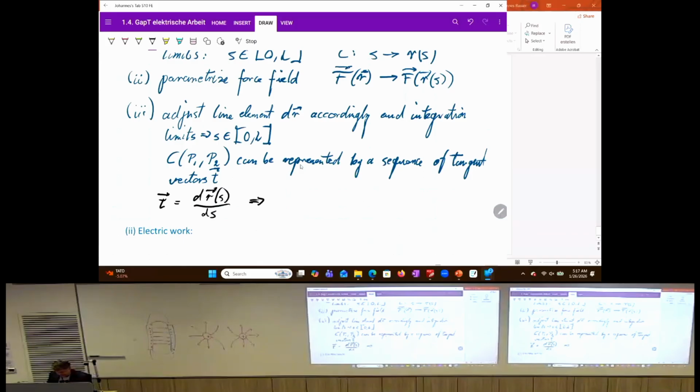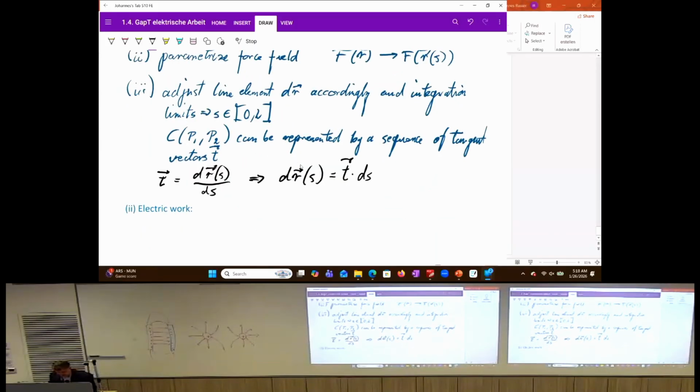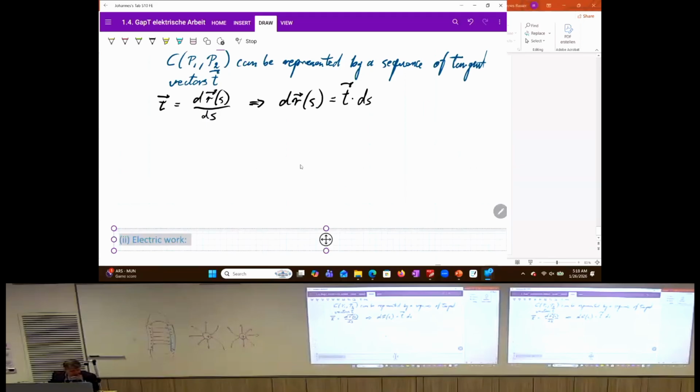So then you see when you look at that, the line element that you have to include at the integration becomes just t times delta s. And the nice thing now is that if we are looking at the mechanical work along any arbitrary curve, then the formulation transitions in the following way.